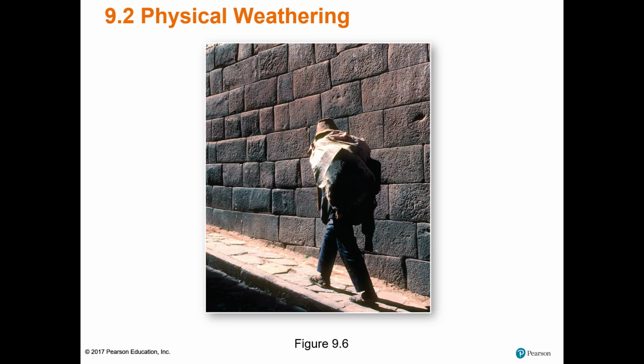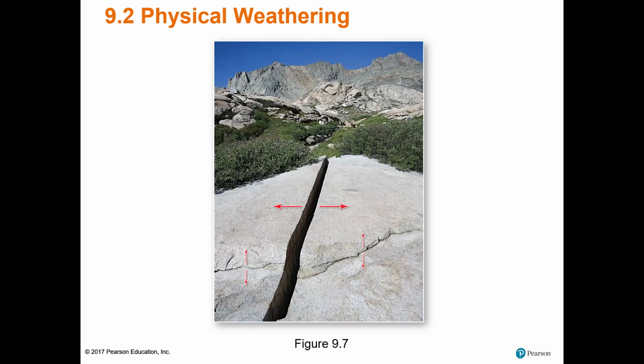You can see some evidence of physical weathering on these stones and on the sidewalk on which the man is walking. And so physical weathering affects a lot of man-made structures as well. Here's an example of a very significant crack which is going from left to right, compared to smaller cracks, which are going from top to bottom in the same rock. And so you can see that over time, the action of water will make that crack larger and larger.